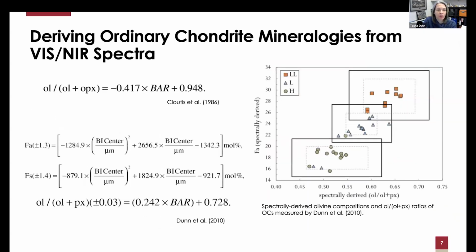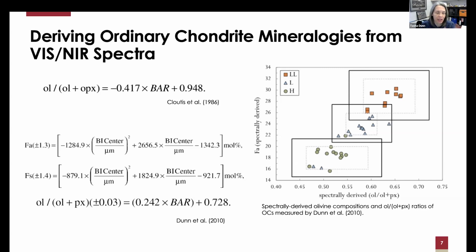Because spectral parameters like band center and band area ratio are affected by composition, we can use them to derive calibrations for determining the mineralogy of asteroids. These formulas have been revised over the years. Like I mentioned previously, the first was Cloutis, 1986. They developed a formula for determining olivine and pyroxene ratios from band area ratio. We still use revised versions of this formula today.